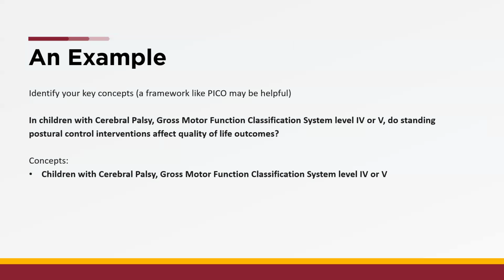Oops, I did not click through in the right order. Okay, so our first concept, that's our population. If we're using the PICO framework, it's this whole concept of children with cerebral palsy, the standing postural control interventions, and the quality of life. Technically, I made a little bit of a mistake here: children is a separate concept from cerebral palsy. This is more of a PICO frame where they would be smushed together. But we've pulled all of the important words essentially right out of our question, and we're ready to move forward.